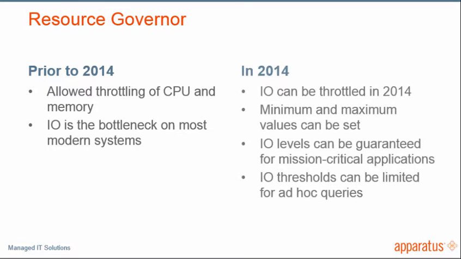So in 2014, they changed SQL Server to allow you to throttle I/O. You can set both minimum and maximum values for I/O, and this means that I/O levels can be guaranteed for mission-critical applications, and you can set thresholds for users or applications that you want to limit. If you want to limit for ad hoc queries, if you want to limit for a reporting application, you can do that. And I will show you how that works.